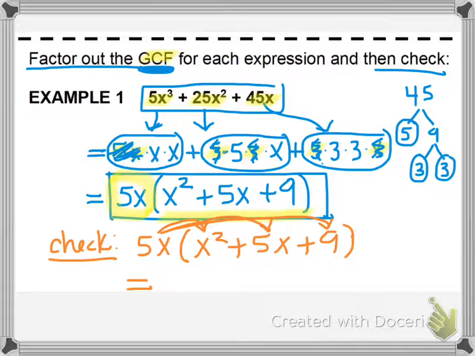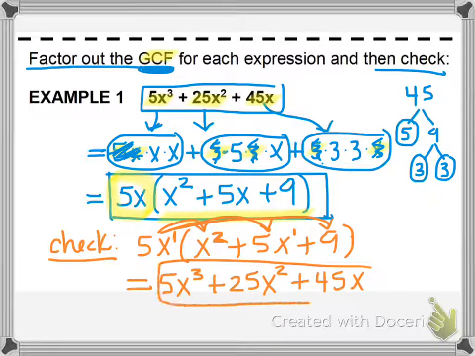5x times x squared, remember there's an invisible 1 on the x, is 5x cubed, or to the third power. The 1 and the 2 exponents get added. Now we're going to do 5x times 5x, second term. Remember, this exponent has a 1. 5 times 5 is 25. For my variable, it's x, and 1 plus 1 is 2, so 25x squared. And now we're going to multiply the 5x times 9. 5 times 9 is 45, plus we have an x.